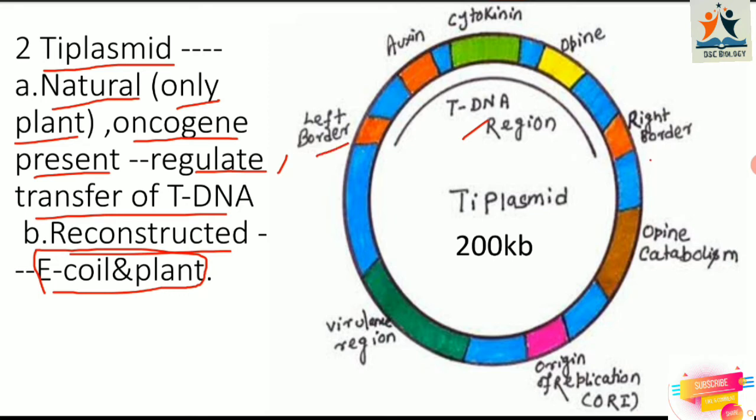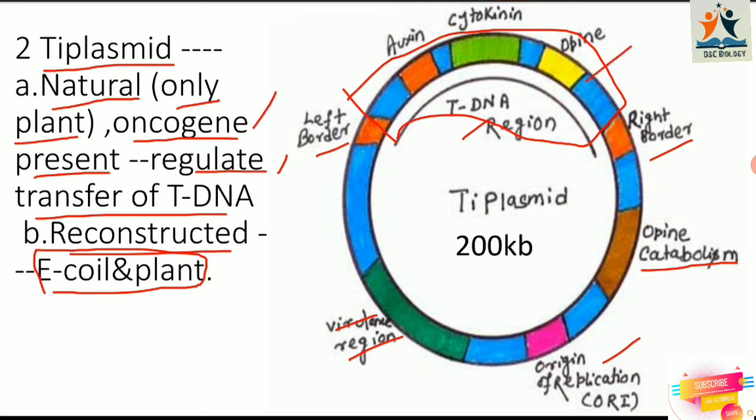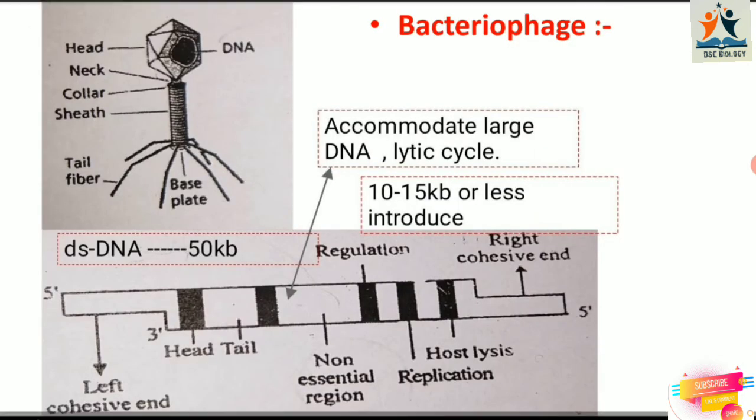This is the left border, this is the right border. This is the origin of replication and the virulence region. You can insert your desired gene into the T-DNA here. The oncogene present in this region is removed. Next is bacteriophage. This is an example of lambda phage.